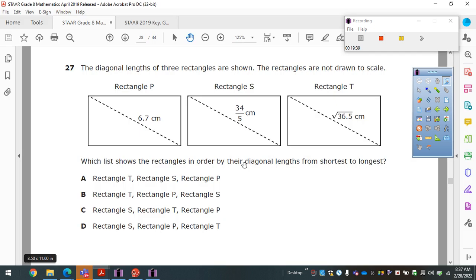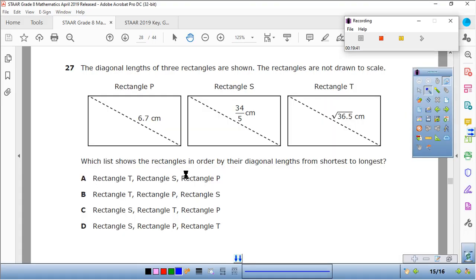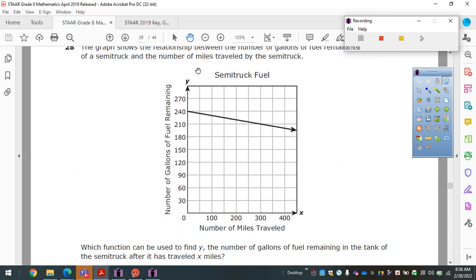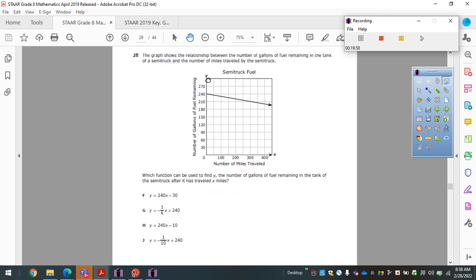Okay, so let's come back. So rectangle T first, and then rectangle P, and the answer is B. Oh, these are pretty easy.